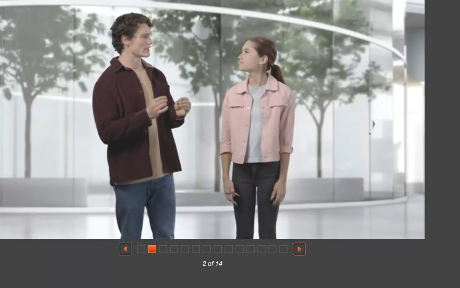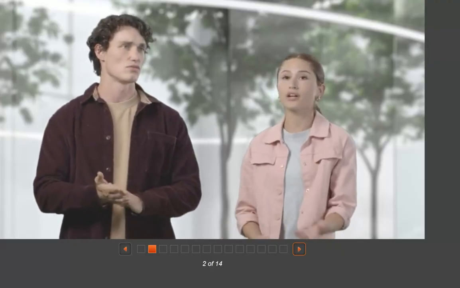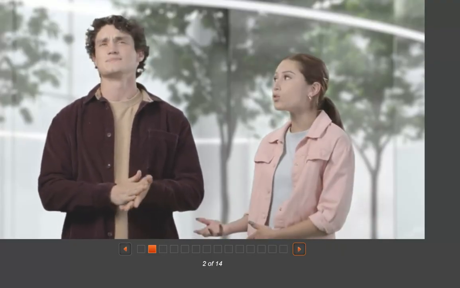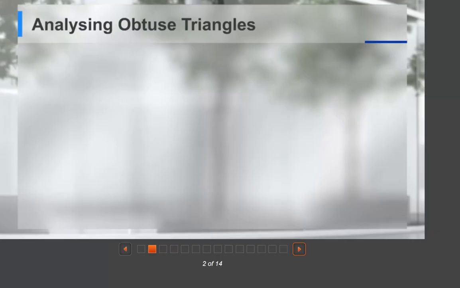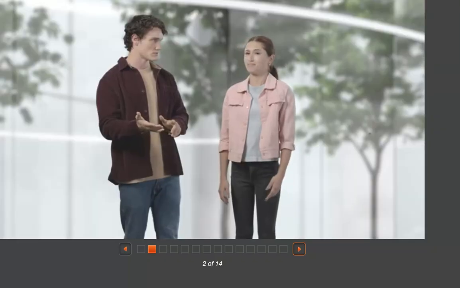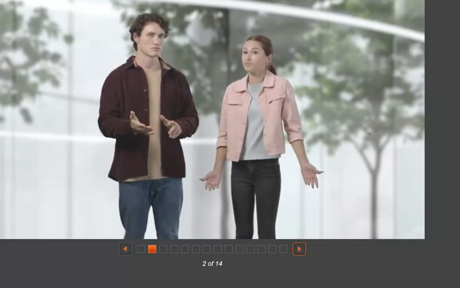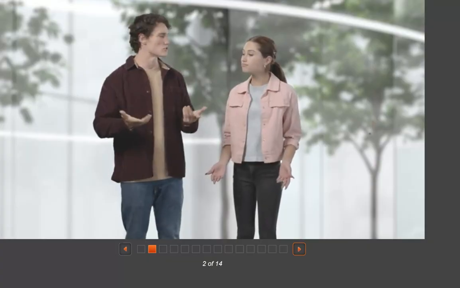Hey, so like obtuse triangles? Well, yeah, they're triangles with one angle measuring greater than 90 degrees. One obtuse angle means you have an obtuse triangle. See, but that's my question. Can you have a triangle with two obtuse angles? I mean, that's a good question. I have no idea. Should we try drawing one? Yeah, we could try that.